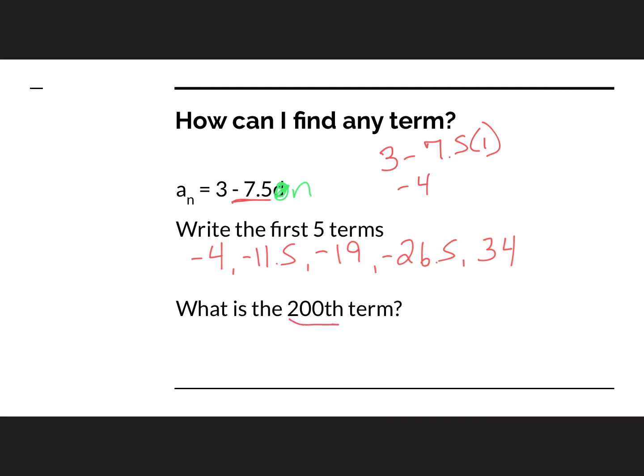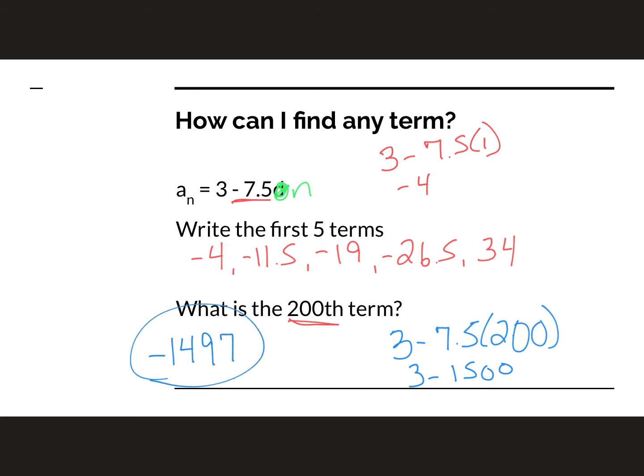What is the 200th term? So I definitely don't want to have to sit there and write this out until I find the 200th term. So I'm going to do 3 minus 7.5 times 200. And I'm really just going to put that in my calculator. When I put that in my calculator, I get 3 minus 1500. And when I do 3 minus 1500, I simply get negative 1497. And that's my 200th term.